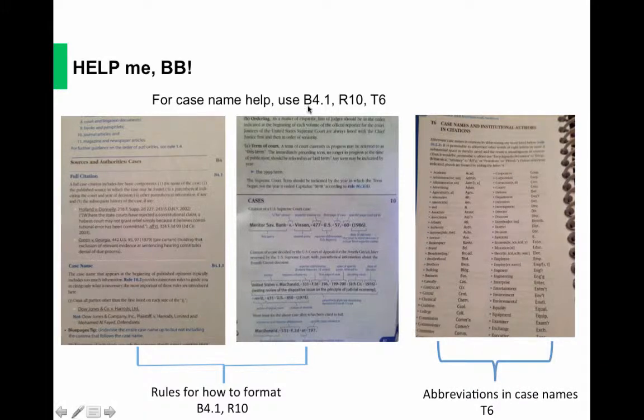These pages are going to help you in the Blue Book for case names: B4.1, R10, and T6. B means that it's in the blue pages. We use the blue pages for what we're doing in class, and the white pages are used for law review. So anytime you see a B, that means it's in the blue pages. R just means rule, and that's in the white pages. You'll notice that the blue pages are much thinner, so sometimes we do need to look in the white pages. And then T6 means table 6, that's going to show you how to abbreviate any word that's long and you need to cut it down. So make sure to use those rules and those pages to help you.